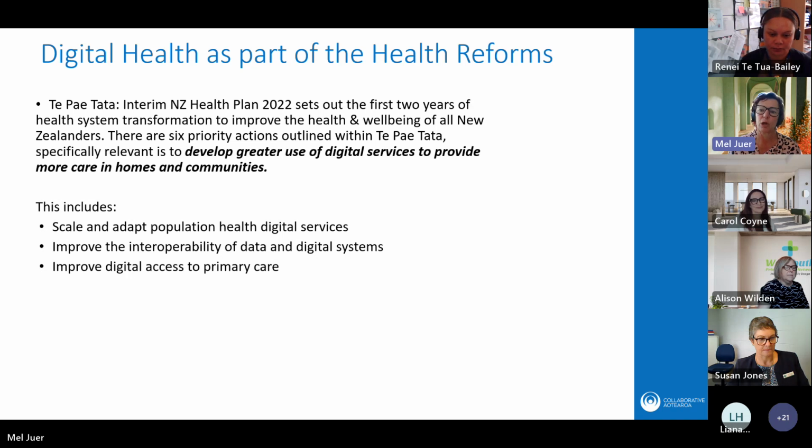And we also know that one of the things that's holding us back is the lack of interoperability, and I'll talk a little bit more about that. The fragmentation might be another way of saying it, of multiple little different bits and pieces in general practice that don't kind of glue together.